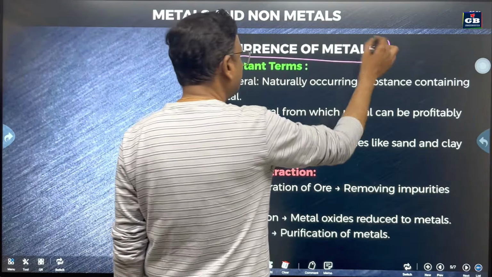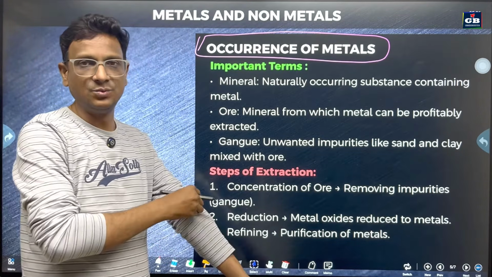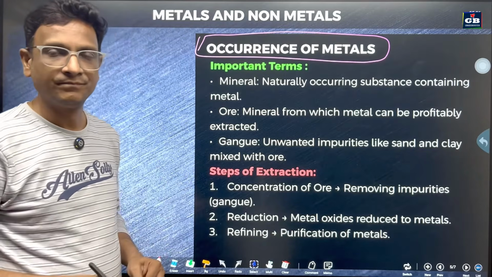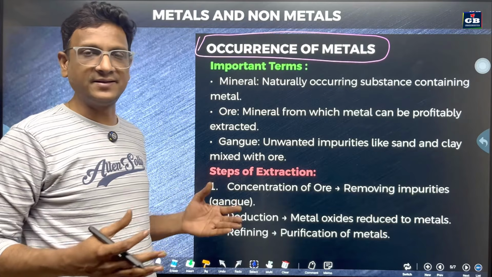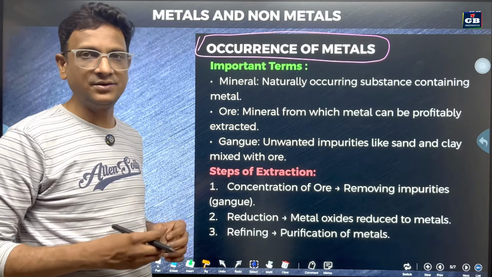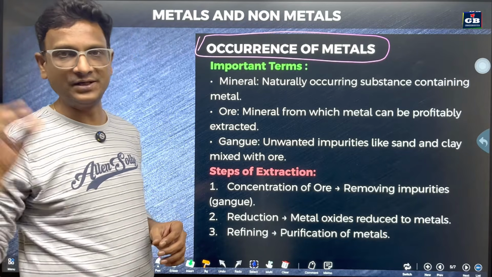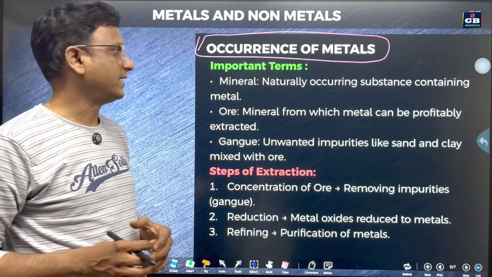Occurrence of metals, that is, extraction of metals. From where and how do we get these metals? We came to this topic: extraction of metals. Metals are extracted depending upon their reactivity. We have already seen highly reactive, medium reactive and low reactive metals.